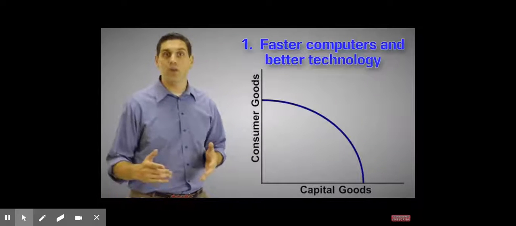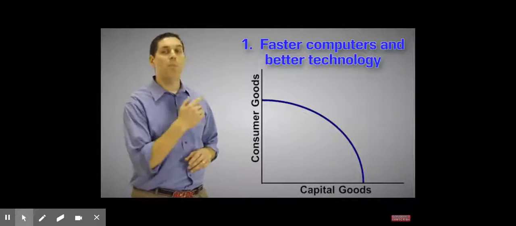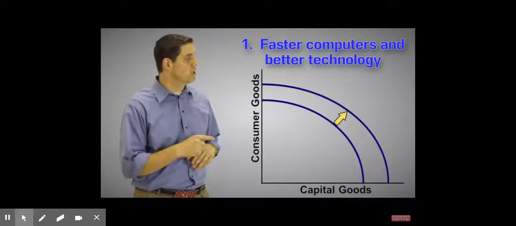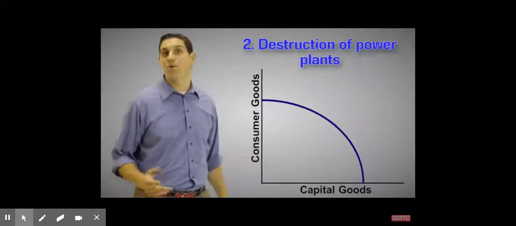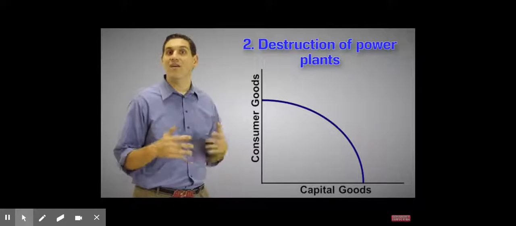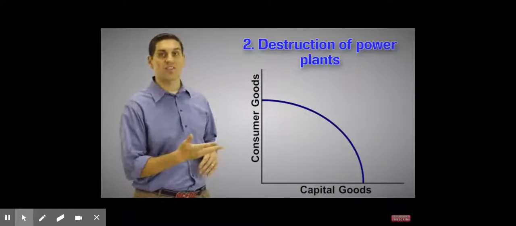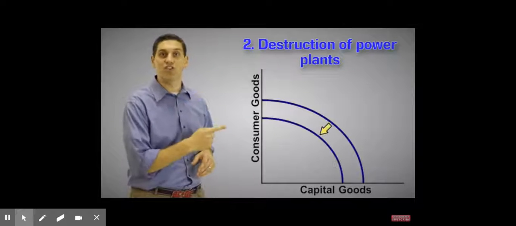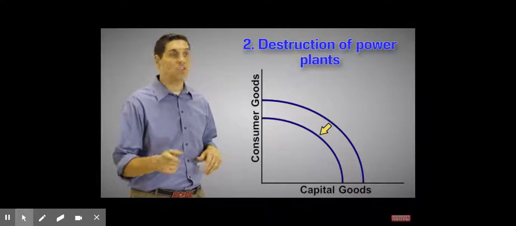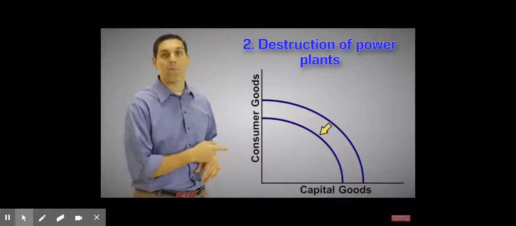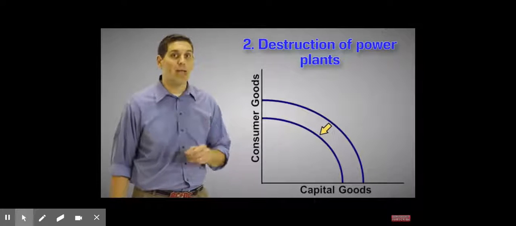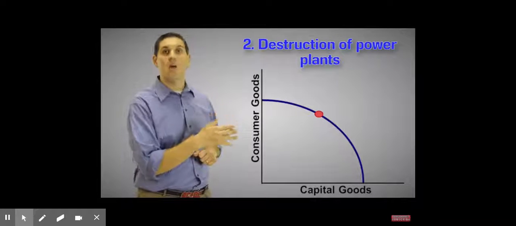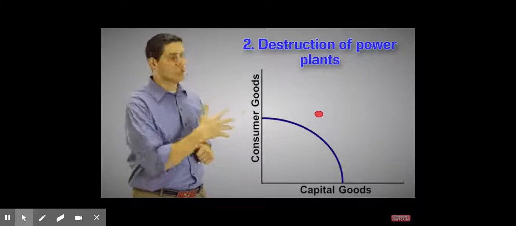For number 1, if we have new computers and better technology, the entire production possibilities curve will shift outward. We can produce more consumer goods and more capital goods. For number 2, a destruction of power plants would mean we have fewer resources, in this case electricity, which is super important for an economy. That would cause the production possibilities curve to shift inward. We produce fewer consumer goods, and we produce fewer capital goods. And that's exactly what happened in Japan when there was an earthquake and a tsunami. The combination right here, which was efficient, became impossible because the resources were destroyed.